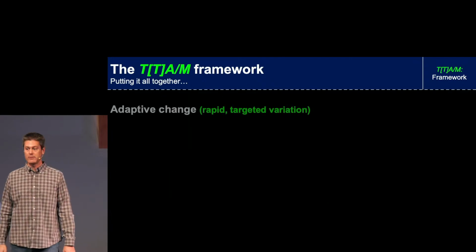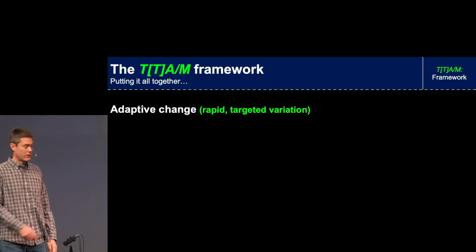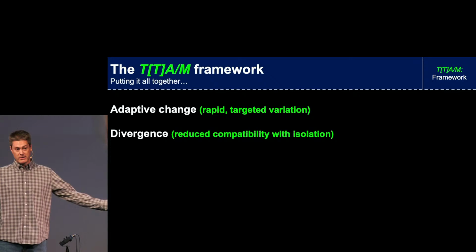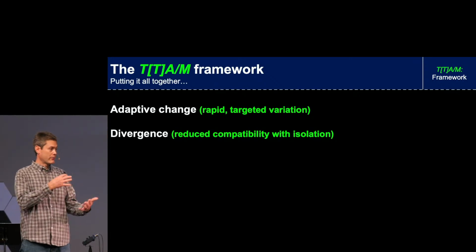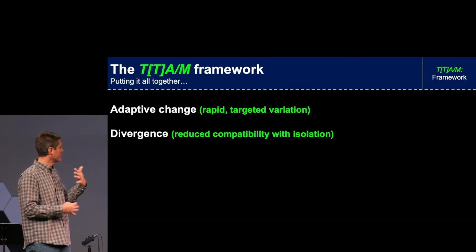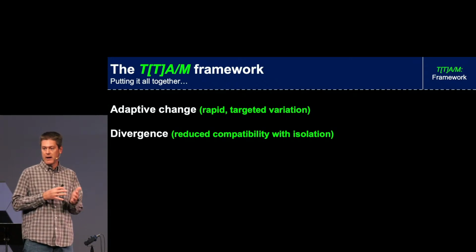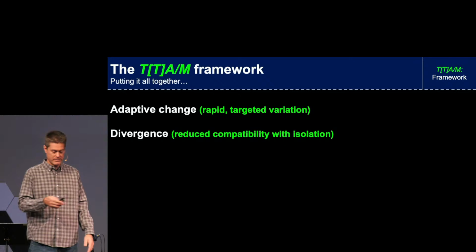So first of all, we have adaptive change, which we've just been talking about, and we've seen that it's rapid and it's targeted. It's targeted variation. But also there's divergence. So speciation happens. So if organisms are in control and doing all their adaptations and engineering optimization, how do we explain how they diverge? How do we explain speciation? How do we explain those mashups, for instance?